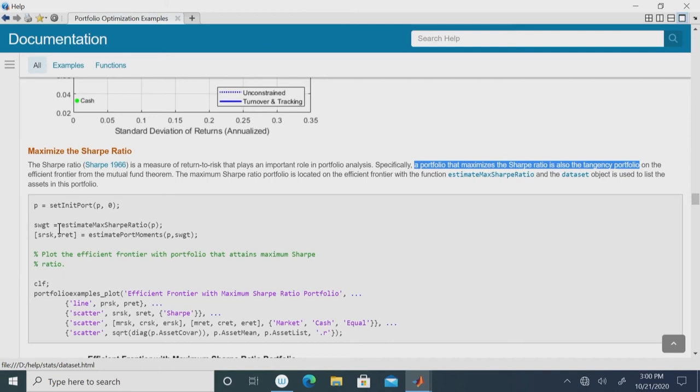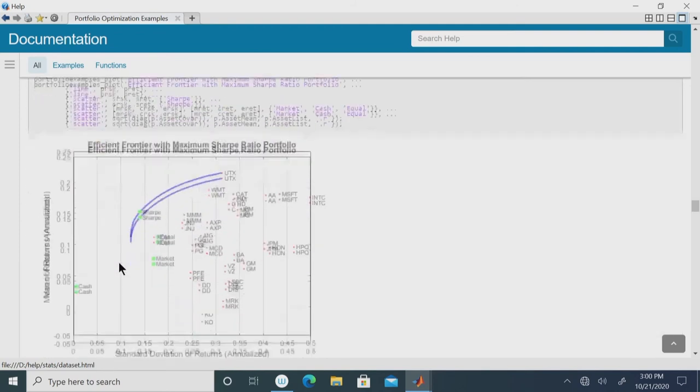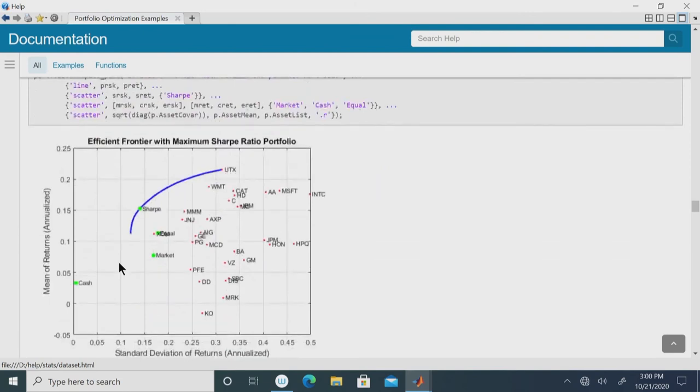And then we determine the corresponding risk and return, again by making use of the command estimate portfolio moments. If you look carefully here, in this particular case, again we look at the mean of returns and the standard deviation. And you see that here we have the scatter plot along with everything else that was there earlier.